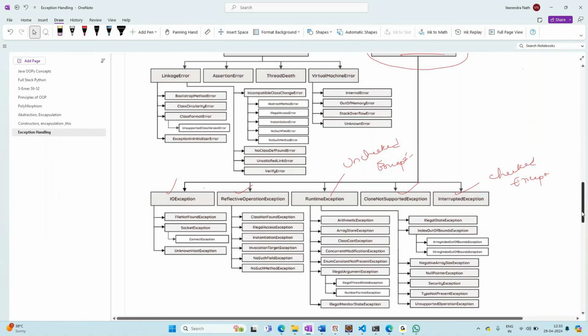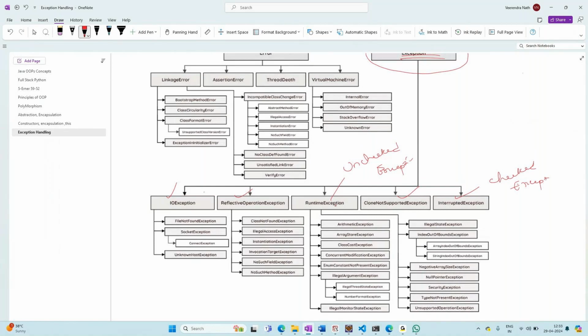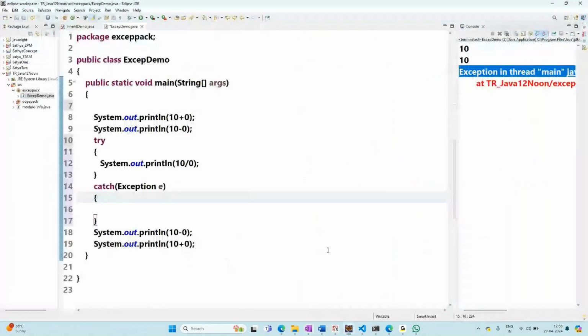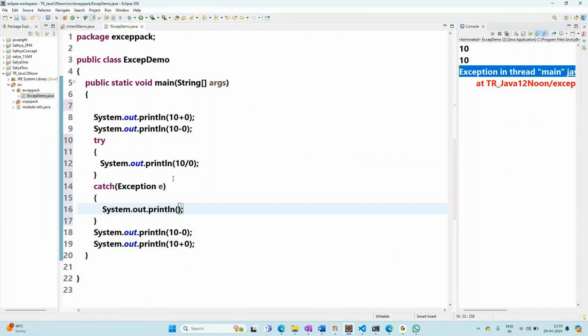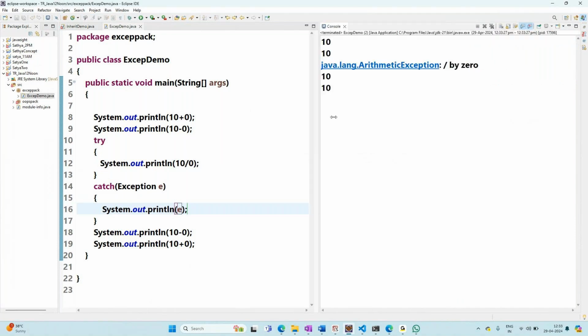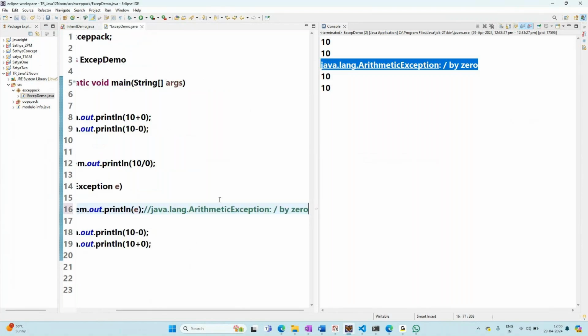Now in the previous example we got an ArithmeticException. Now we are going to handle that. So we are saying Exception, the parent of all the exceptions, and here I can say System.out.println(e). Simply I'm printing e, so you can see the exception being handled.